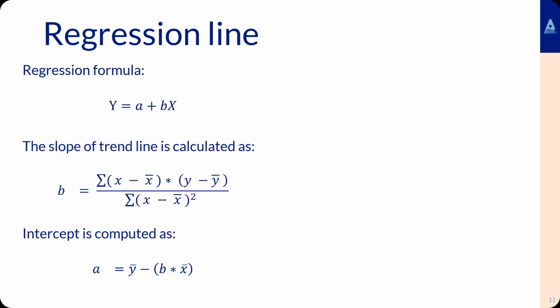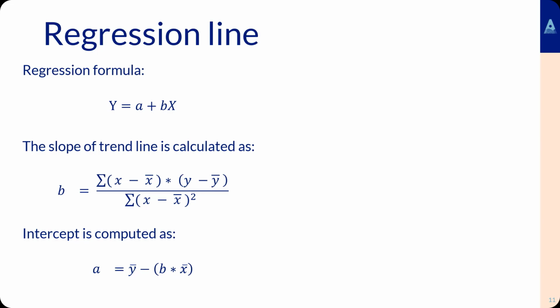So here we're going to run the actual computations for the regression line. And here are the formulas. The regression formula is the straight line formula y equals a plus bx. The slope of the trend line can be calculated using the following formula for b, and you can calculate the intercept a as follows. But we're not going to do that manually in Excel. We're just going to use tools in Excel and SPSS.